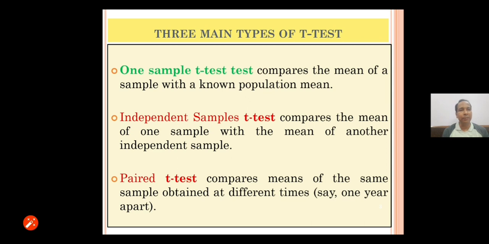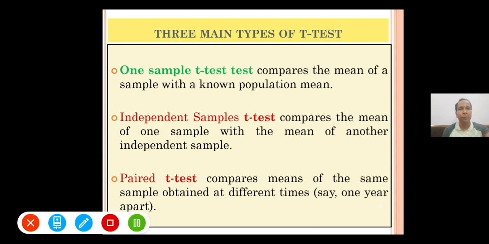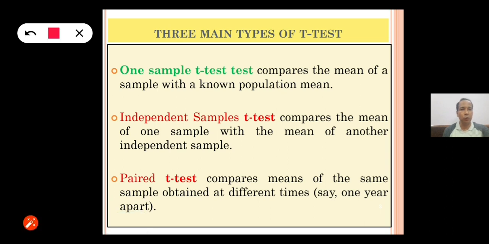Now let's see how many types of t-tests there are. The main t-tests are of three types. One is the t-test for one sample, another is the t-test for two sample means, and the third is the paired t-test. The t-test for one sample compares the sample mean with the population mean, whereas the t-test for two samples compares the means of the two samples with each other. So they are tests for equality of the means.